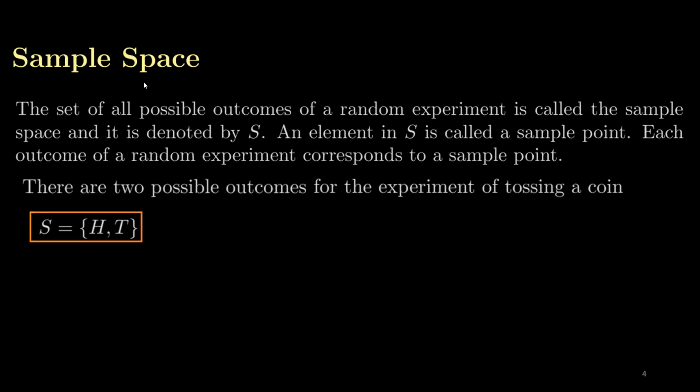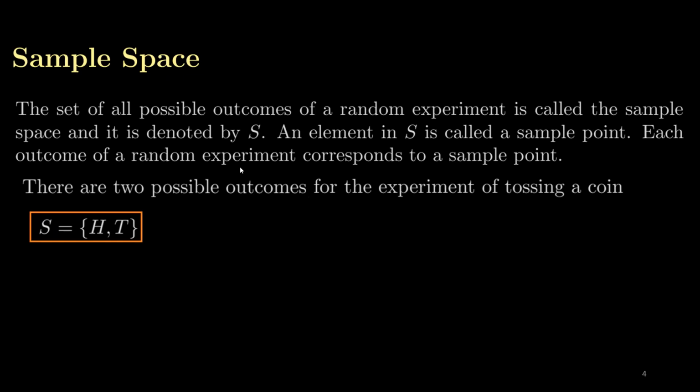There is another term associated with probability, and this is known as sample space. So what is the definition? The set of all possible outcomes of a random experiment is called the sample space, and it is denoted by capital S. An element in S, or sample space, is called a sample point. Each outcome of a random experiment corresponds to a sample point. Okay, what is sample space and sample point? Now, these are the two important definitions here.